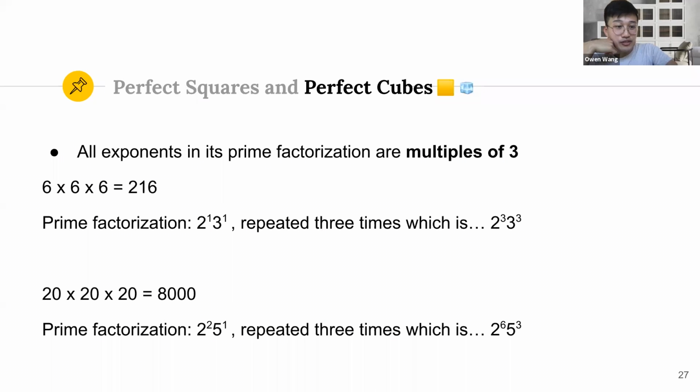For example, 6 times 6 times 6 is 216. That's a cube. The prime factorization of 6 is 2 times 3, like 2 to the 1 times 3 to the 1. If you repeat it 3 times, you can check this for yourself too, the prime factorization of 216 is 2 to the 3rd, 3 to the 3rd. And for 8,000, it's the same. It's 2 squared times 5, that's 20, and when you cube it, all the exponents triple. Next slide.